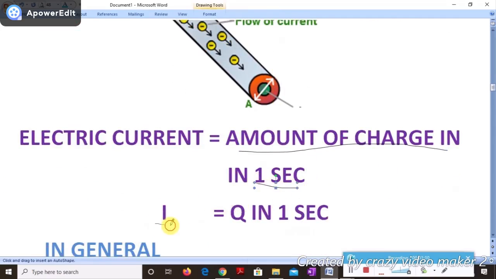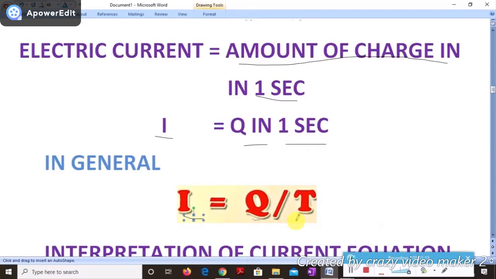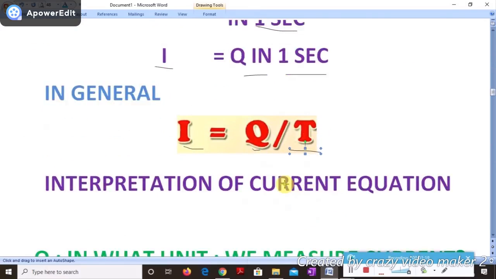So simply I equals Q in 1 second. But in general we will write I equals Q over T, where T is for any time. In general we measure it per unit time. This symbol, the 1 second, will always be in the final answer.